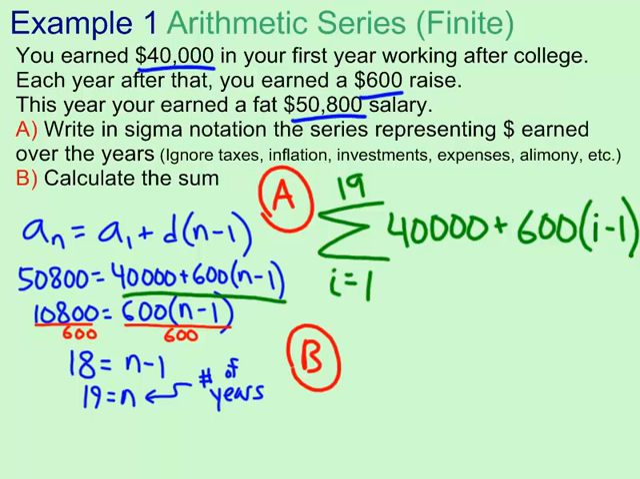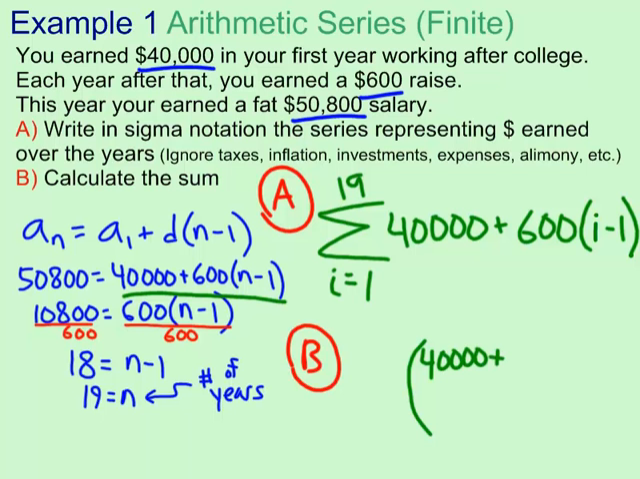Part B, pretty straightforward. That's where I'm going to use that formula from the previous page. And again, I hope you don't feel like you're memorizing this. I hope this just makes sense that I'm going to take the average of all the salaries for all those years. And for arithmetic sequences, the average of all the salaries for all the years is the same as the average of the first and last year's salary.